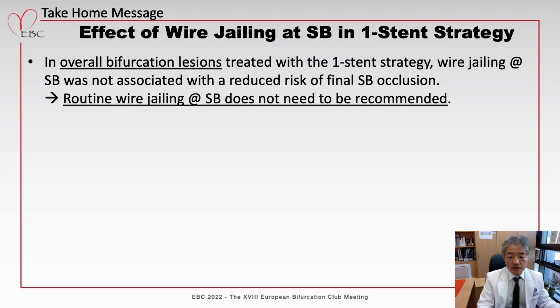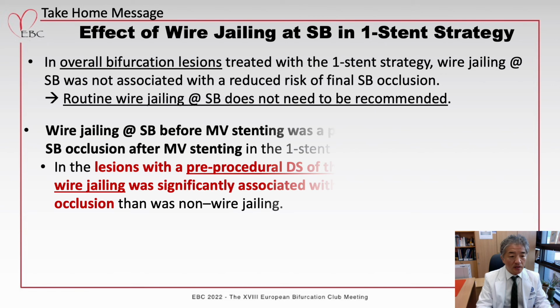Ladies and gentlemen, this is my take-home message. In overall bifurcation lesions treated with the one-stent strategy, wire jailing at the side branch was not associated with reduced risk of final side branch occlusion. That means routine wire jailing at the side branch does not need to be recommended.